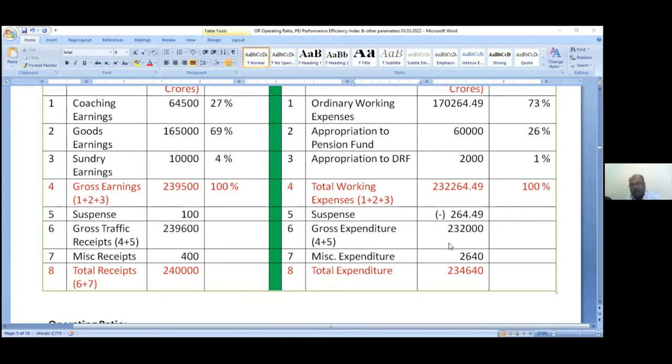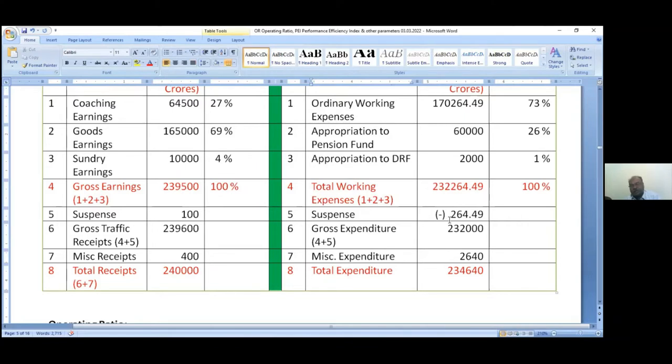Now we'll check the expenses side. Please check what is ordinary working expenses. See here the word used, expenses. That is commercial accounts. So here 2,32,264.49 crores is the total working expense.